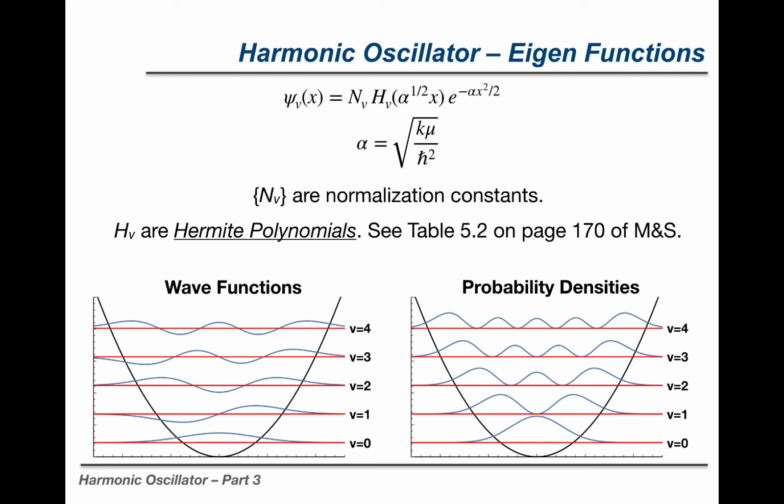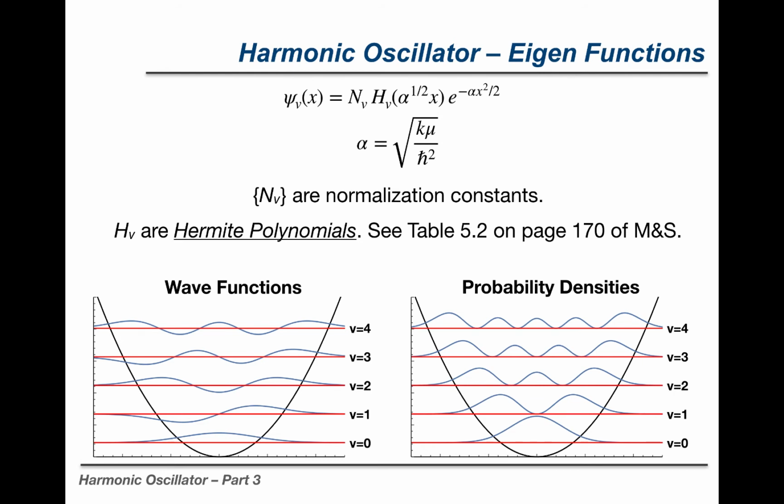The capital H is a function of this term we call alpha, which is given by the square root of k times omega over h bar, times x. That function H is known as a Hermite polynomial. The last term is a Gaussian function, the sort of distribution that we know from probability. So we have e to the minus alpha x squared over 2.